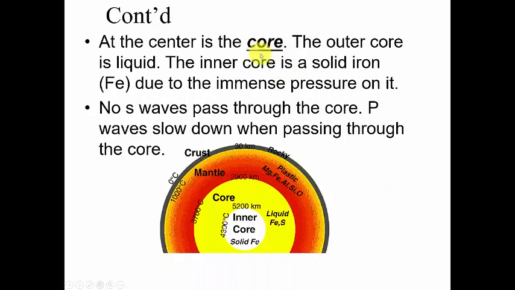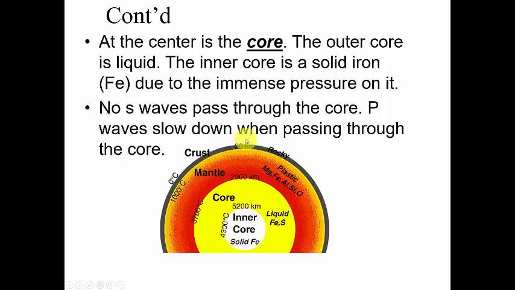Then inside is the core. The core is divided by the outer core, which is liquid. And this liquid is not as viscous, doesn't move as much as the mantle. It's just thick liquid. And it's mostly iron and sulfur. And then the inner core is solid iron and lots of pressure, and it's very dense in the middle.